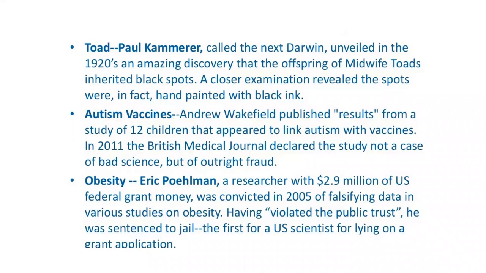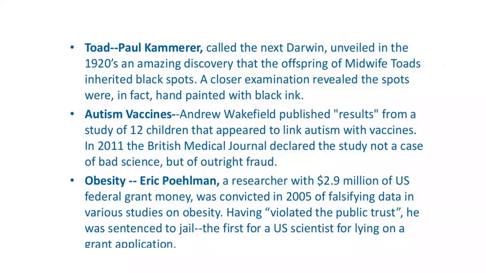Here Andrew Wakefield published results from a study of 12 children that appeared to link autism with vaccination. No such link was ever shown. Autism is an inherited quality. In 2011, the British Medical Journal declared the study not a case of bad science, but of outright fraud. Science is never bad, but his research was a fraud. So that is the problem of falsification.